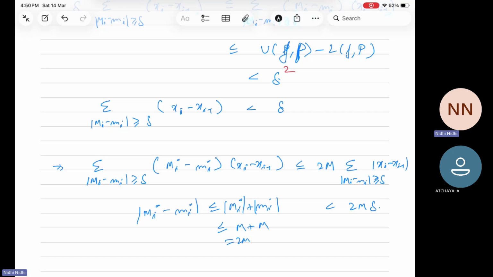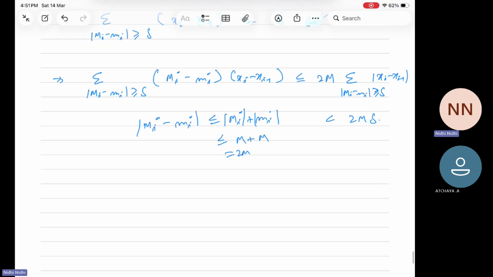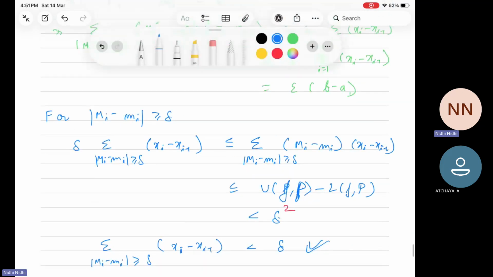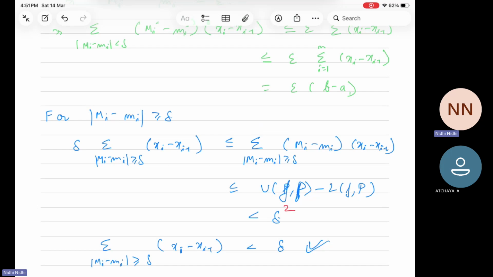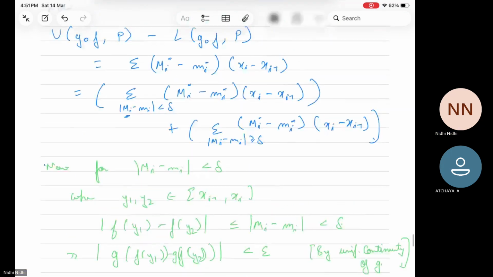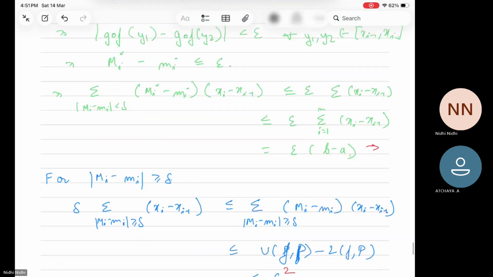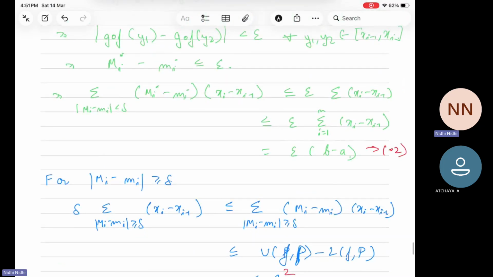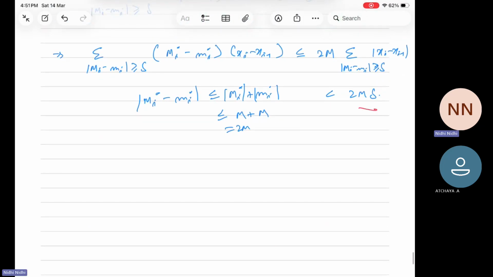So what's happening? Basically, this tells us that the set of bad points is actually very small. It has very small weight, because this delta can be taken as small as we want. So if I mark these equations, this one is star 1, this one is star 2, this one is star 3.